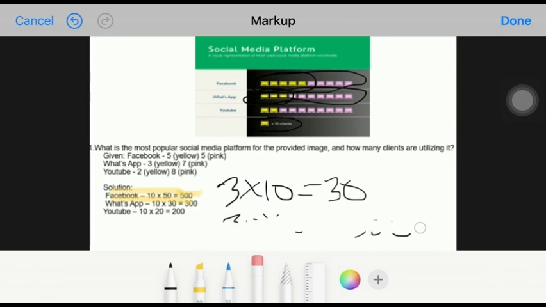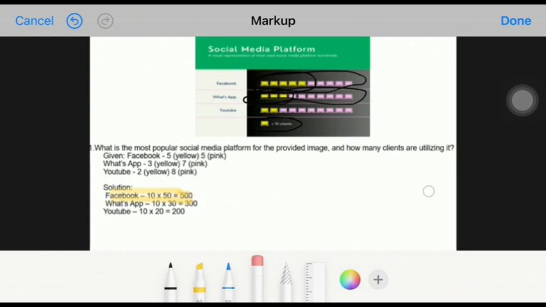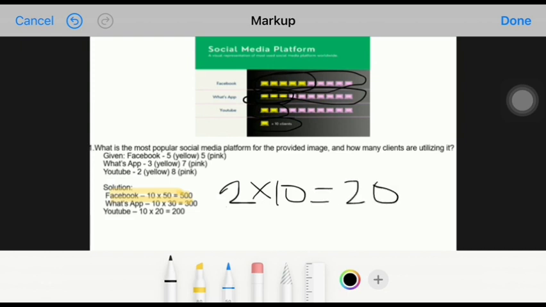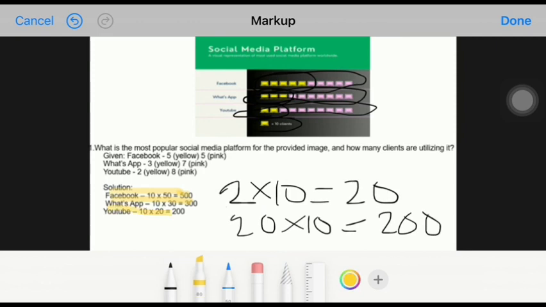So erase. And goes with YouTube. So same with YouTube. 2 times 10 is equal to 20. And multiply it by 10 again because overall PC is 10. So 20 times 10 is equal to 200. To highlight YouTube, 200. So erase.